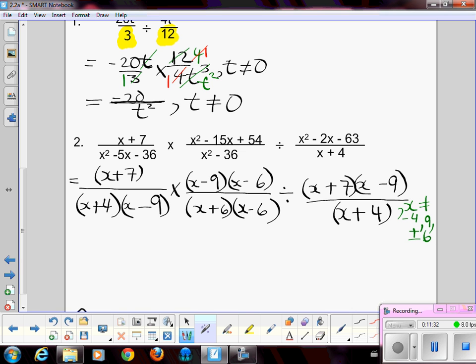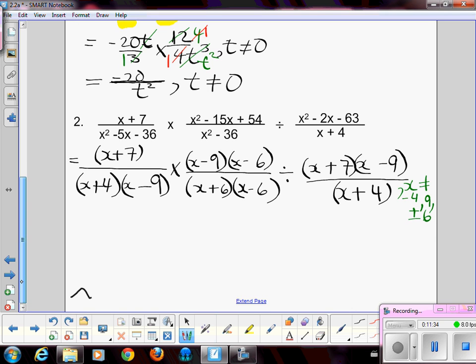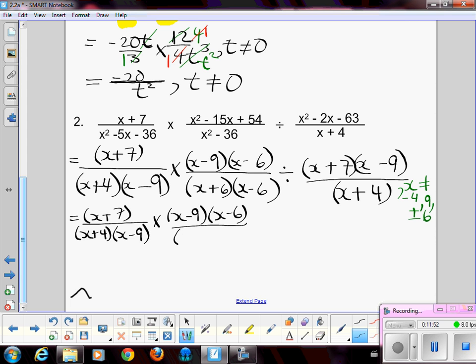Okay, so the next step is I'm supposed to reciprocate the divisor. So that's the next thing I'm going to do. So yes, you have to recopy it all out again. And you're saying that's a real pain. Yes, it is, but it's an easy pain. Some pains are harder than others. So here we go, times x plus 4, and then an x plus 7, and an x minus 9.